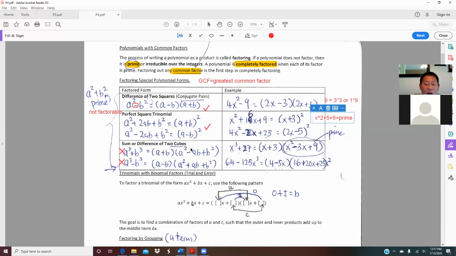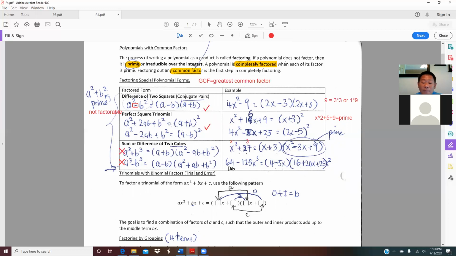Difference of cubes. So how do you factor a difference of cubes? These two have to be perfect cubes. Like x cubed, the cube root is x. 27, the cube root is 3. So what you do is you take x plus 3 in the first parenthesis. The next parenthesis: square the first one, x squared, and then you multiply these, 3 times x is 3x, and you change your sign. The plus becomes negative. And then you square the last one, which becomes 9. So this is how you factor a difference of cubes. These two have to be perfect cubes in order for you to do that.